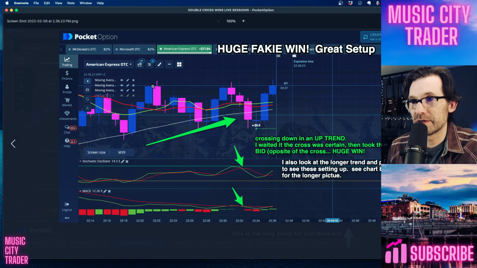What happened was I saw it was going up and it was going down. It got down here, but it is in an uptrend. You can see this is an uptrend. So taking a down bid here would break the trend rule, and it's dangerous. I've done that multiple times, thinking, oh, the MACD's down, the stochastic's down, and I go ahead and take my down bid, and it just fakes me, and that's why it's called the Fakie. We'll call it the double cross Fakie.